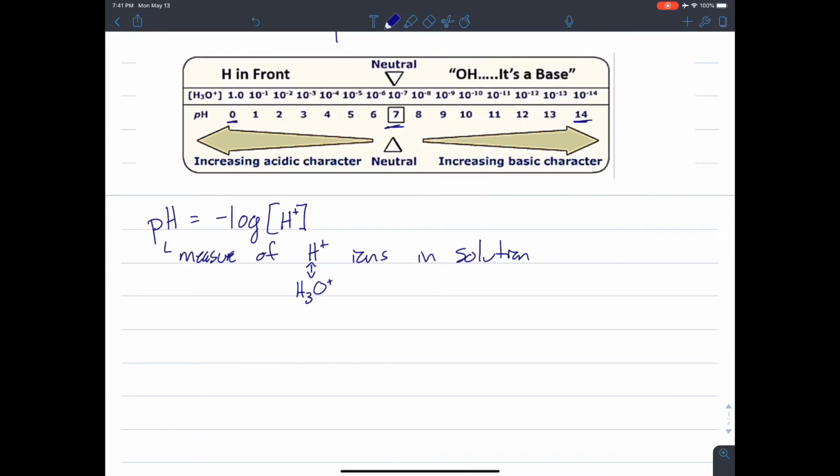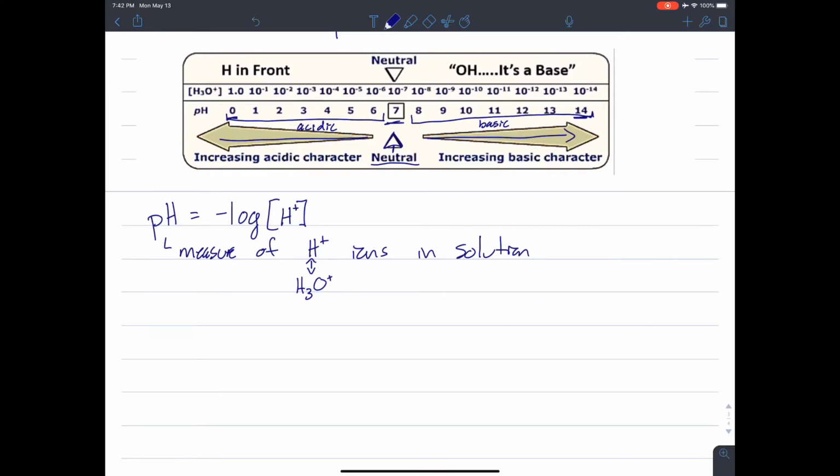So that's what pH is. This is the pH scale. A pH of 1 to 6 is acidic, and a pH of 8 to 14 is basic, with 7 right here being neutral. All right, so anything from 6 to 0 is acidic, anything from 8 to 14 is basic. And the further you go towards the ends, the more basic or the more acidic something is. So increasing acidic character, increasing basic character.